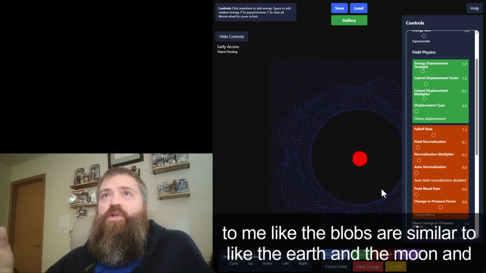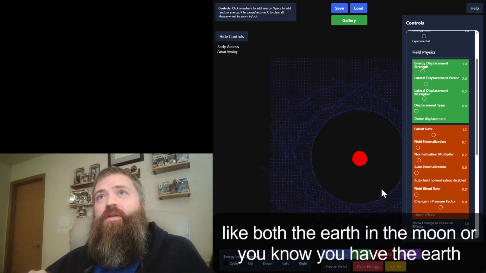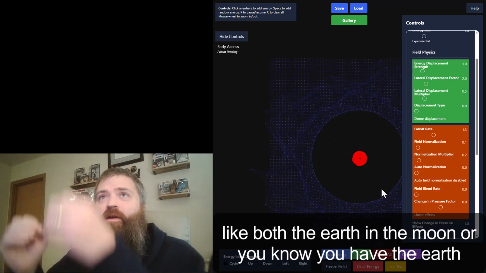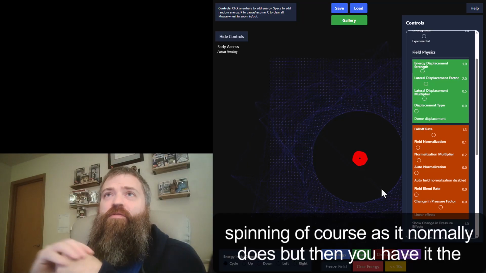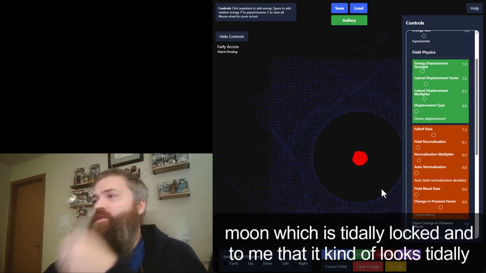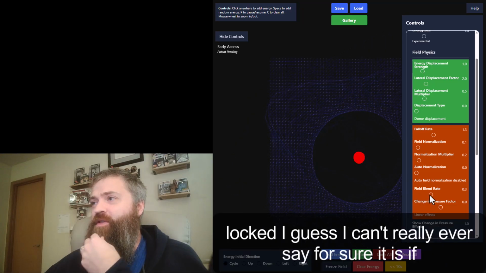It looks to me like the blobs are similar to the Earth and the Moon. You have the Earth spinning, of course, as it normally does, but then you have the Moon, which is tidally locked. And to me, it kind of looks tidally locked. I guess I can't really ever say for sure it is.